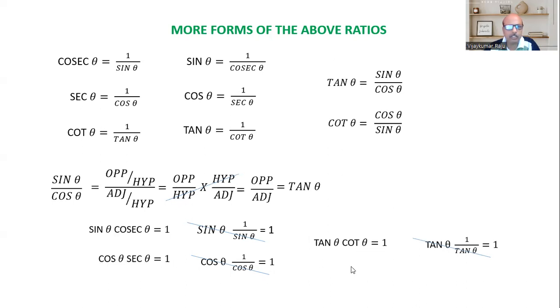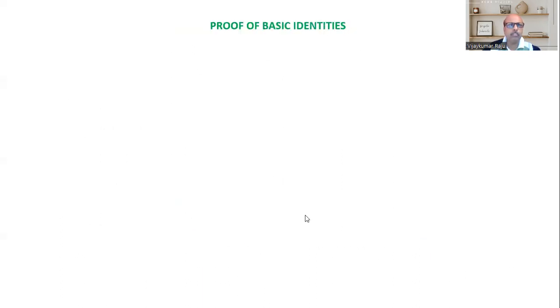So you can remember this also. That means if you get this somewhere when you're multiplying the ratios, you just write it is equal to 1. This is the explanation. Okay. Now next, go to proof of identities.